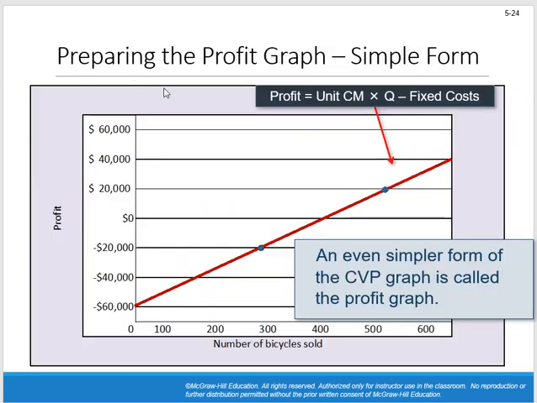Then we have the profit graph. So it's a little bit simpler than the CVP graph. We're simply just graphing the profit lines. Remember, profit equals unit CM times Q, the quantity, minus fixed costs. So they've just slapped that into a graph. So of course, at 400 bikes sold, look where we're at, 0. Okay, so we knew that would happen. So they're just graphing just the one profit line.